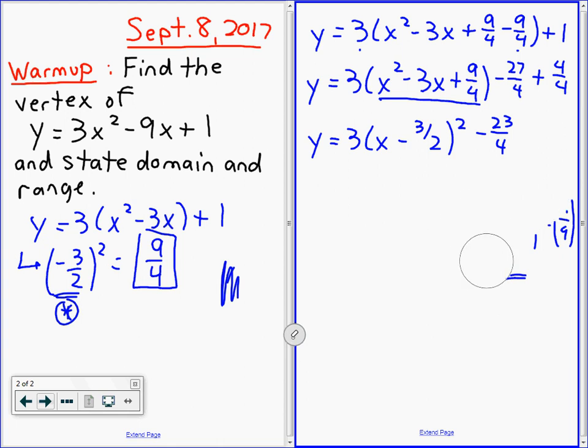Oh, I was trying to do this without names. Just wait. It's not coming. I'm sorry. Caleb, sorry, Caleb. Caleb, what's my vertex and which way is it open, please?